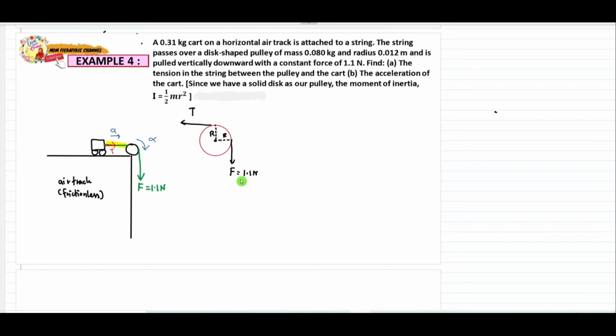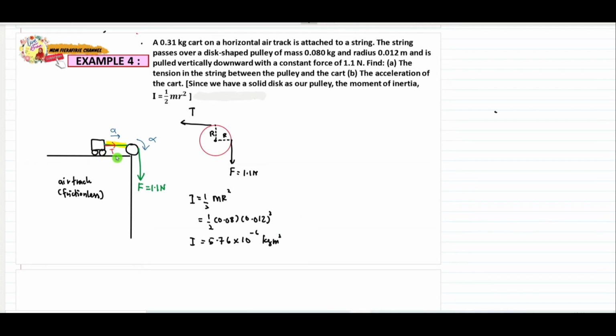Okay, so let's calculate first the moment of inertia for the pulley. So I is equal to half mr squared, where the mass of the pulley is given 0.08 kg. And the radius is in meter, so tak perlu tukar apa-apa dah lah. Alright, and the moment of inertia for the pulley should be 5.76 exponent negative 6 kg meter squared.